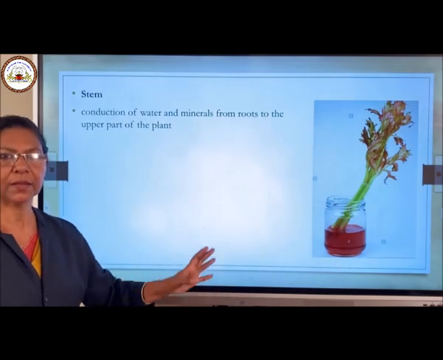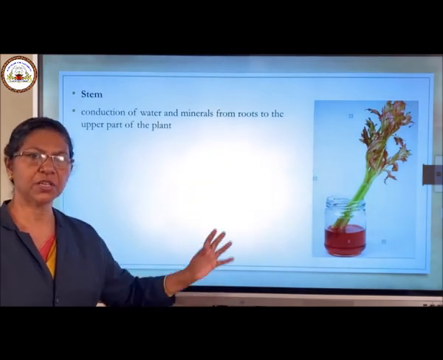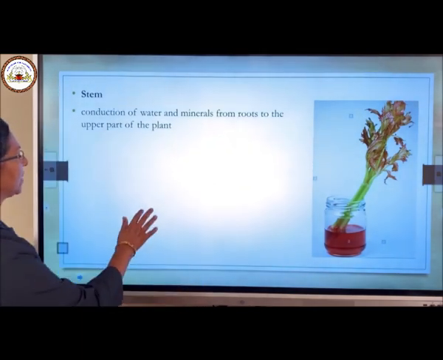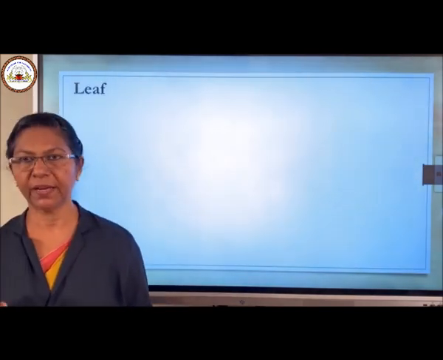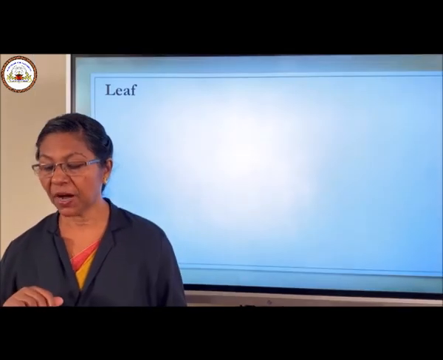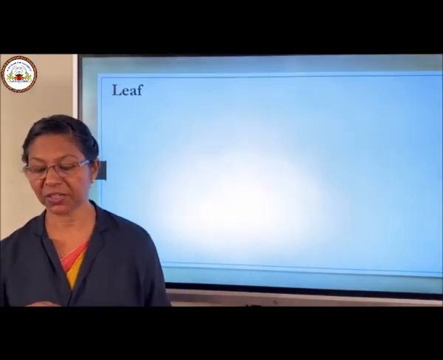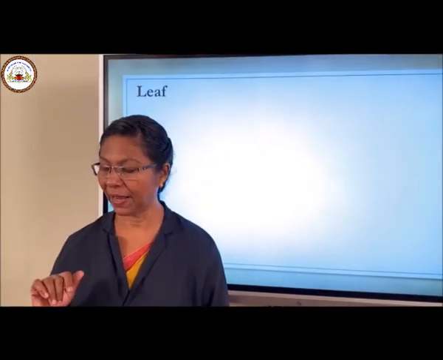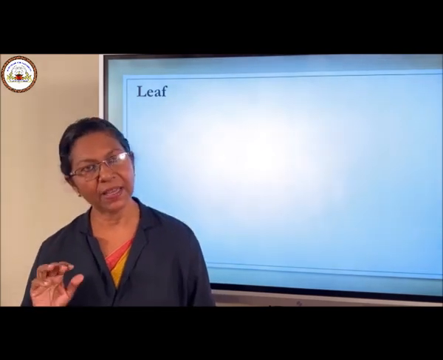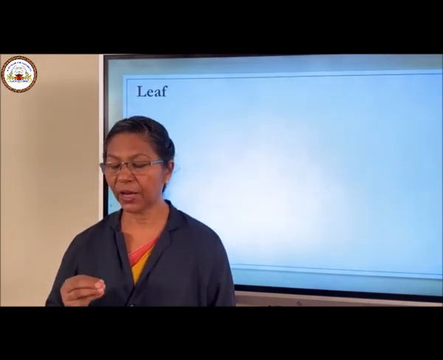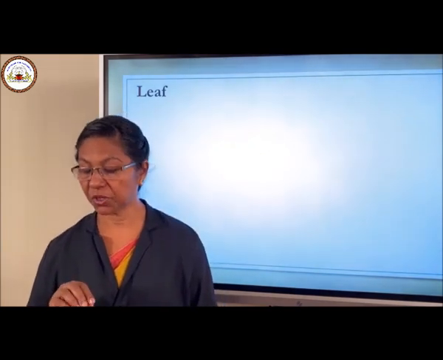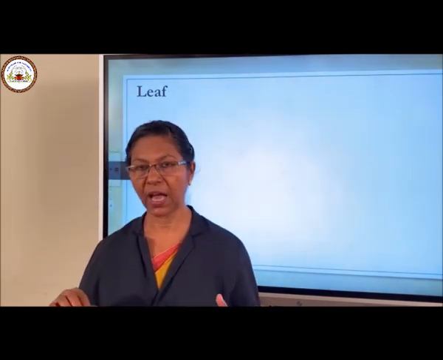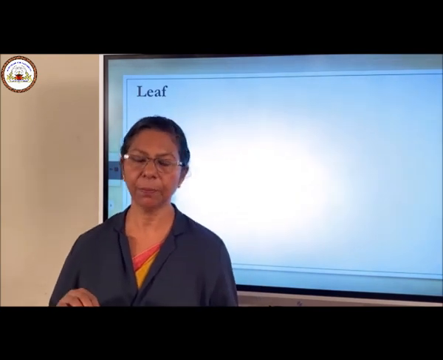So through the stem, the colored water enters different parts of the plant. So water moves up the stem, which conducts water and also the minerals dissolved in water. The function of the stem is conduction of water and minerals to the upper part of the plant, and we can see inside the stem narrow tubes, and these tubes transfer the water and minerals to the leaves and also to the other parts of the plant body.